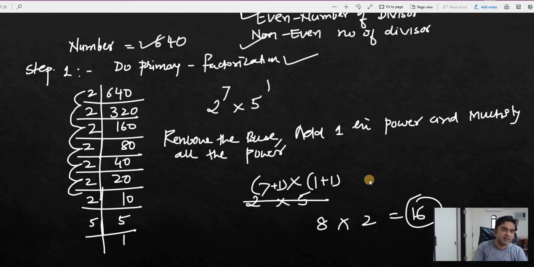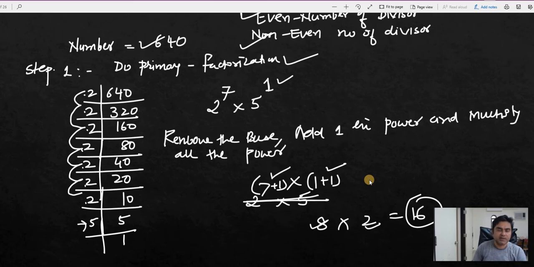So when you do the prime factorization, 1, 2, 3, 4, 5, 6 and 7, so 2 to the power 7, and 5 is only one time, so 5 to the power 1. First we have to find out the total number of divisors. For the total number of divisors you have to cancel the base, so here we are cancelling the base, plus you have to add 1 to the power. So 7 plus 1 and 1 plus 1. 7 plus 1 is 8 and 1 plus 1 is 2. 8 into 2 is 16.